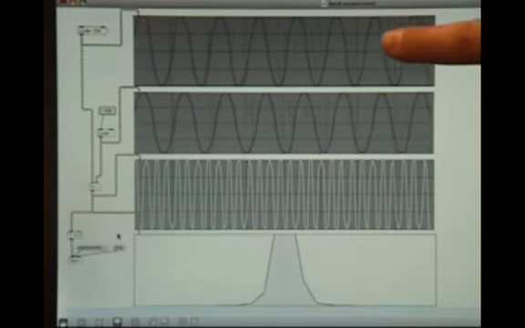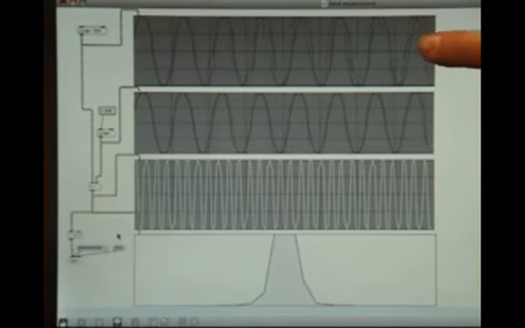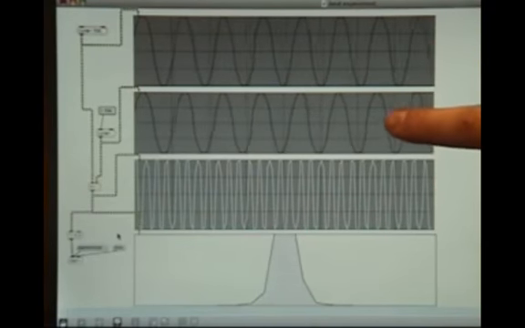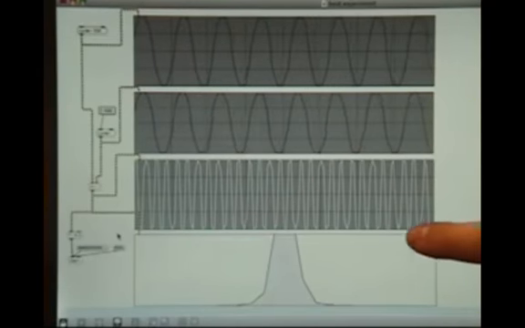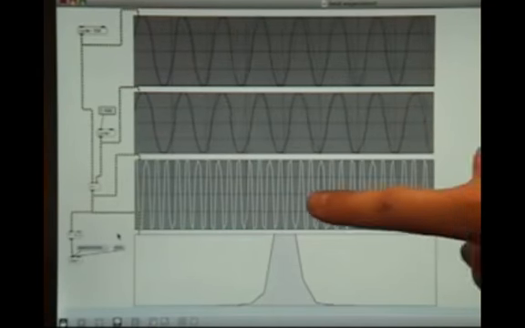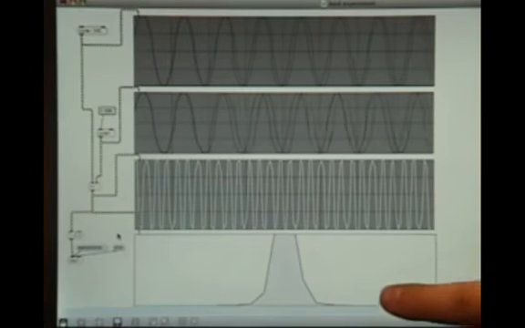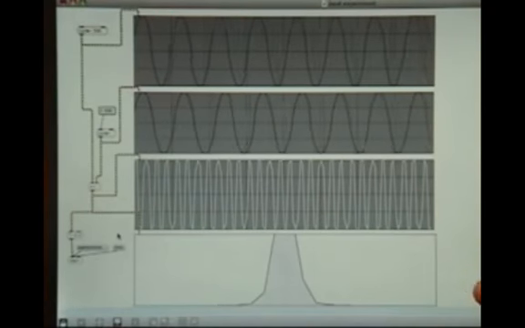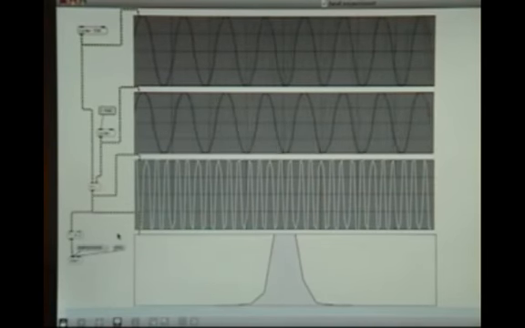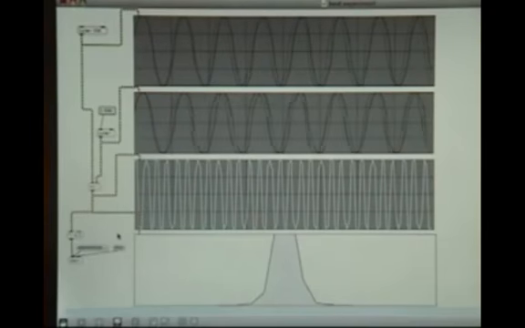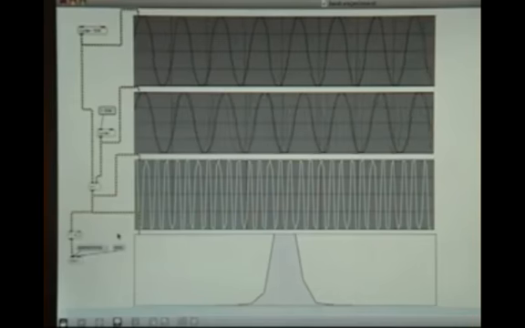So the first graph right here is showing a 500 hertz sine wave. The second graph here is currently also showing a 500 hertz sine wave, but I'm going to change that frequency. And I'm adding those two signals together to get this graph here. And this bottom graph here is the fast Fourier transform. It's showing the frequency content of that signal. So when the frequencies are both the same, they happen to be adding together. So right now I get a single sine wave output that's at 500 hertz.